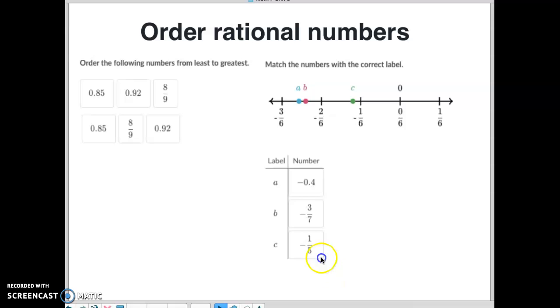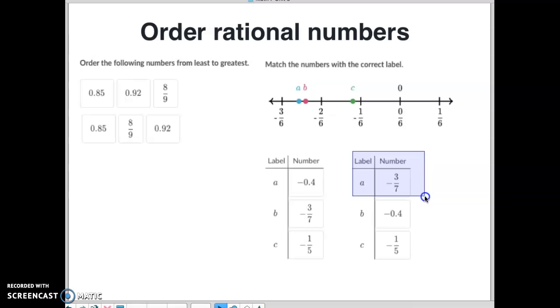So 1 divided by 5 is 0.2, so negative 0.2. This one's negative 0.4. And this one, if you divide it out, comes out to be about negative 0.47, a whole bunch of other numbers. So this one is our smallest one, which is labeled C here. This one is our next smallest one, which is B, right here. And this one's our largest negative, which is right here. So it's just a matter of putting them in the correct order. All right, let's move on.